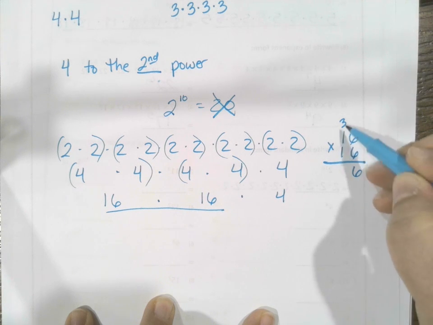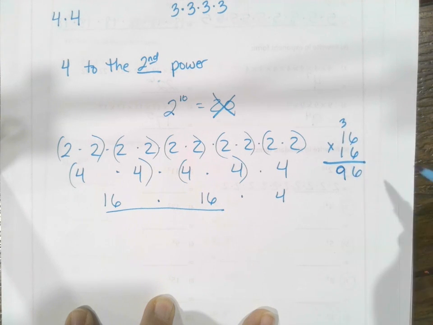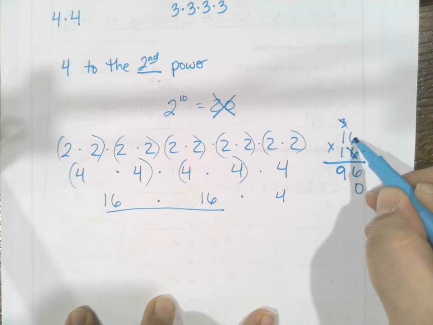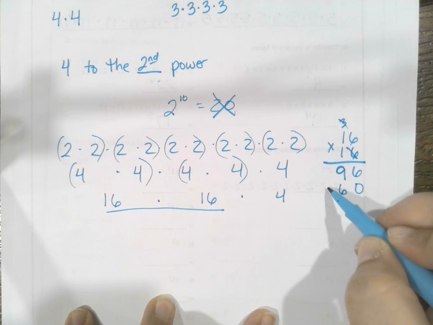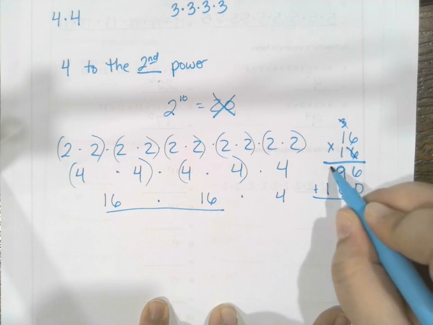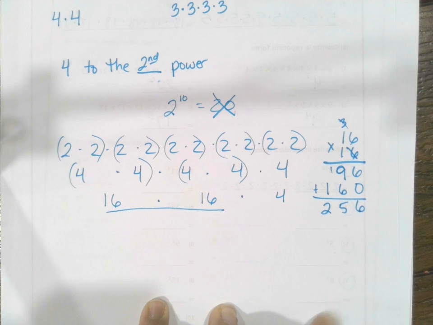6 times 1 is 6, plus 3 makes 9. Done with that, put a placeholder. And then now 6 times 1 is 6. 1 times 1 is 1. Add everything up. 6, 15, and 2.